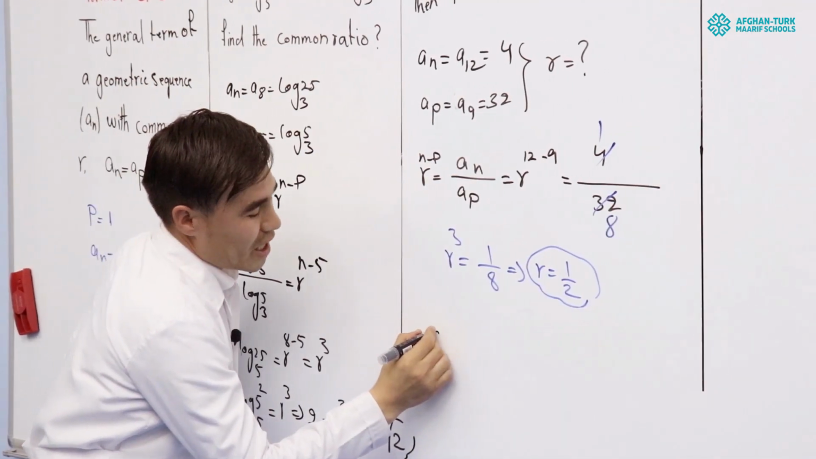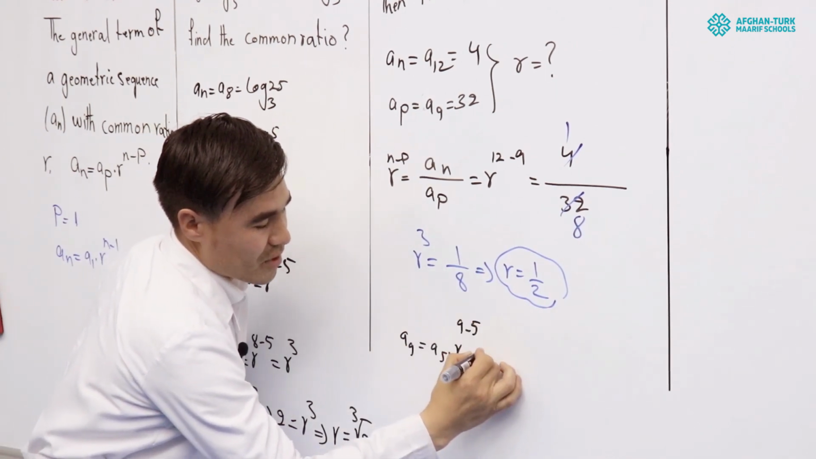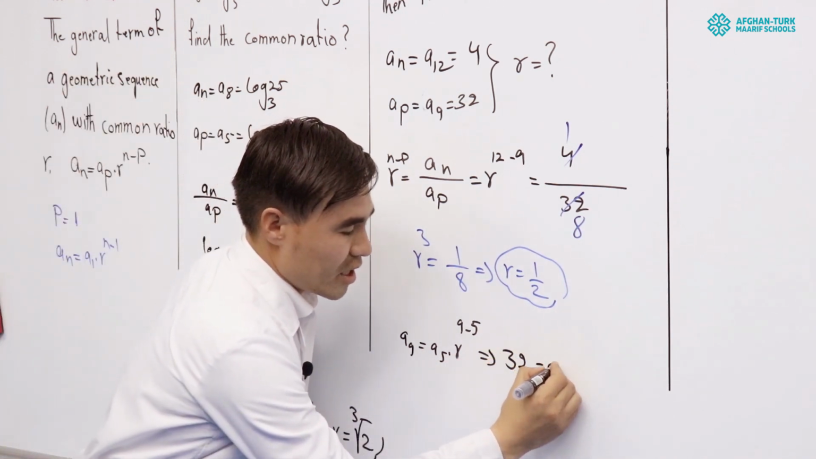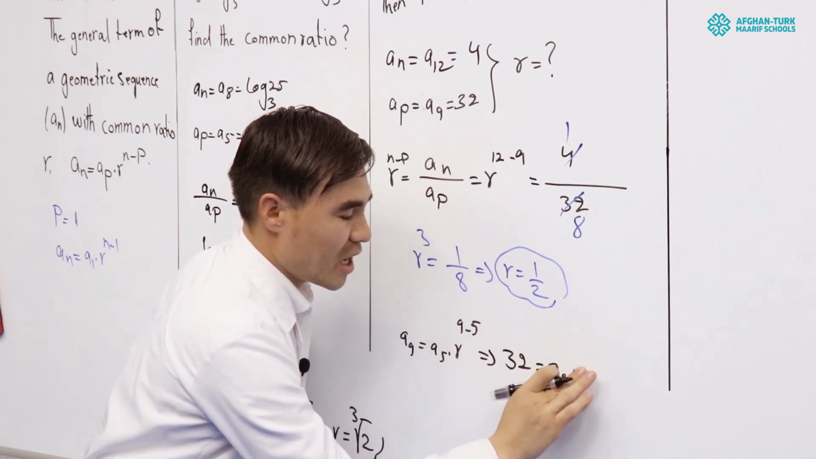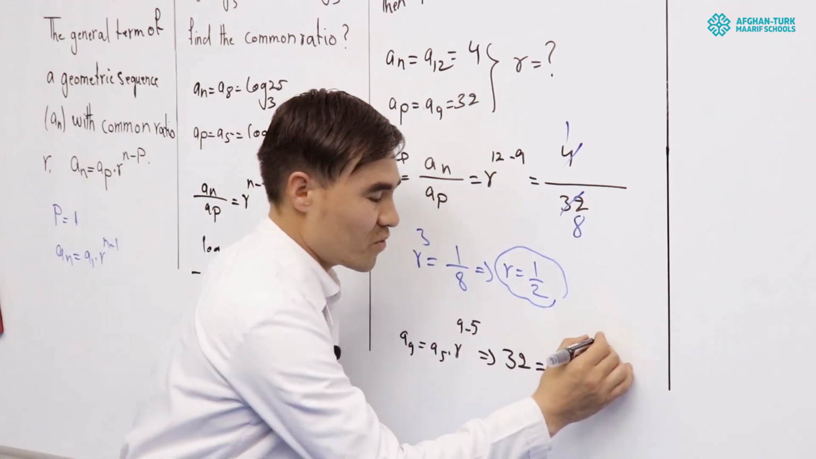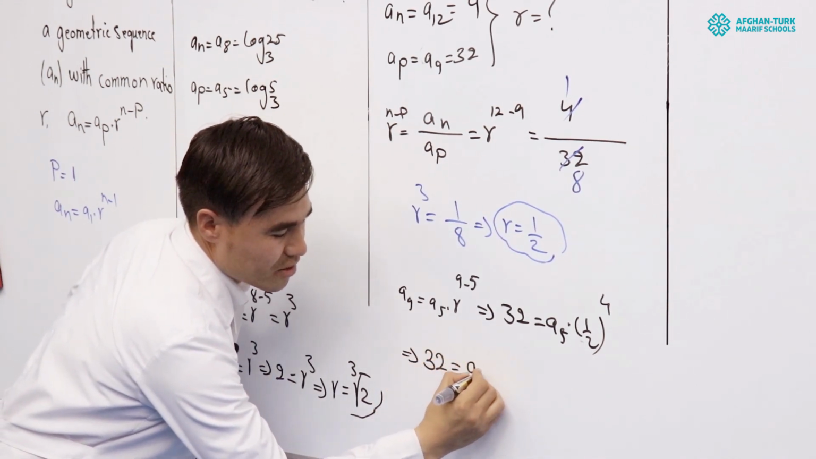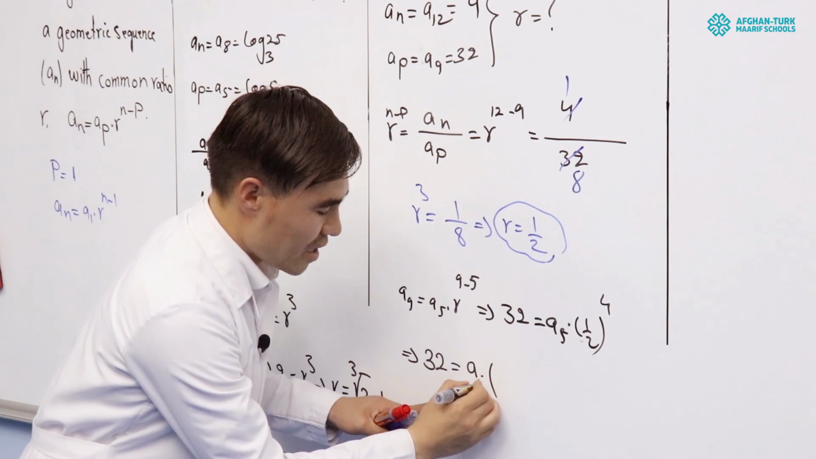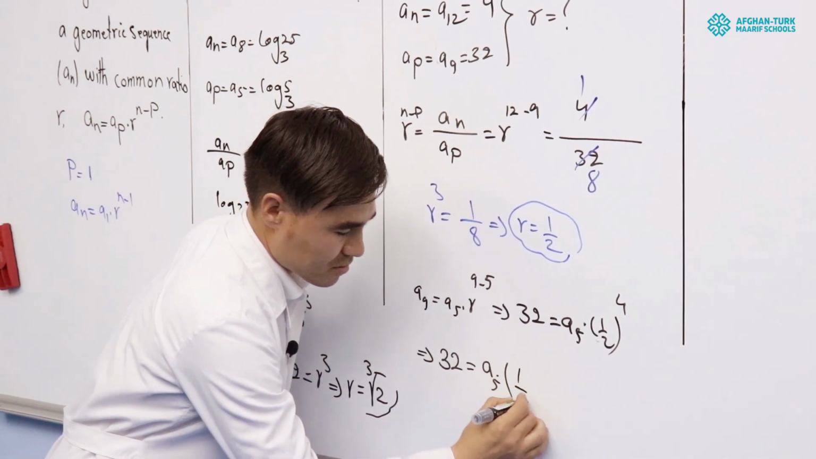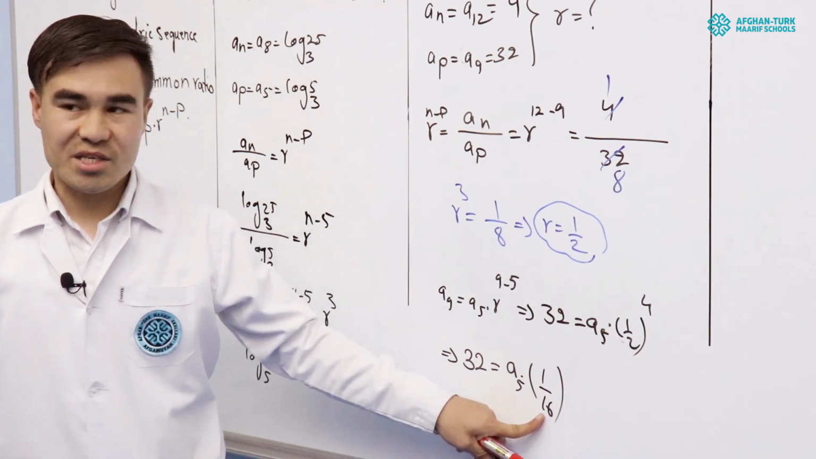The fifth term is also found from the given terms. For example, I use a9 is equal to a5 times r to the power of 9 minus 5. It is easy. a9 is equal to 32, a5 times r to the power of 9 minus 5, and we have found r also: 1 over 2 to the power of 4 will be 1 over 16. So 32 is equal to a5 times 1 over 16. To find the fifth term, it is necessary to multiply both sides by 16.